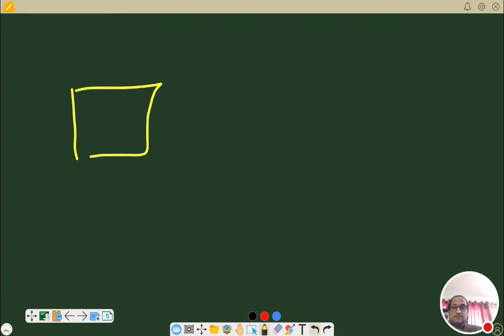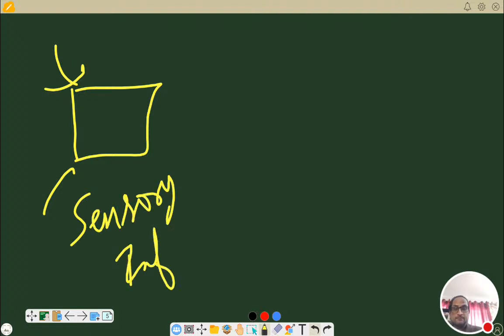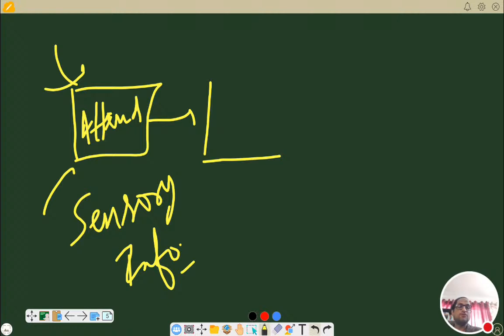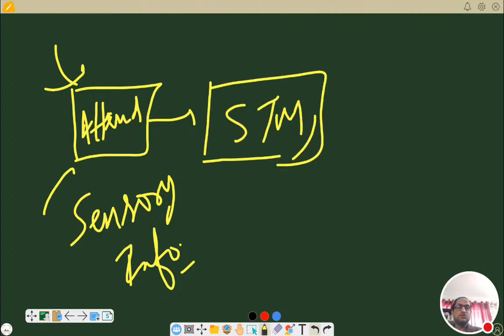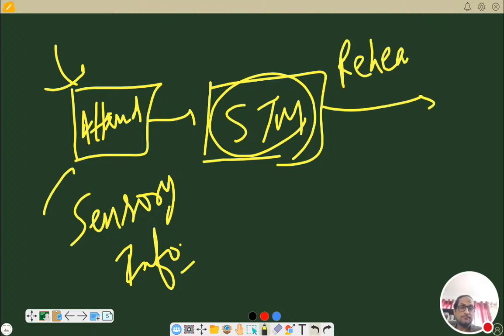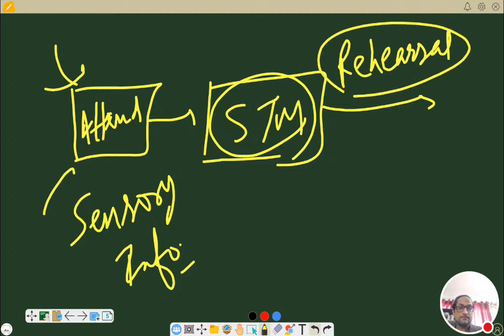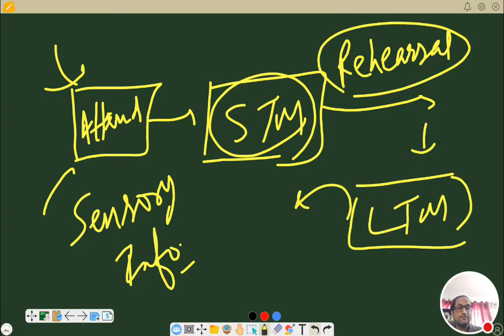Your sensory information, not everything you are attending to. You attend to a certain part of the information, and that is transferred to your STM, short term memory. After you rehearse this, it is transferred to LTM, long term memory, from where you can make a better and easier recall.